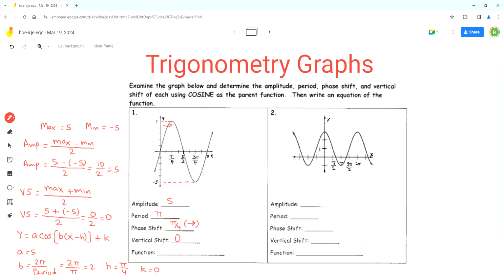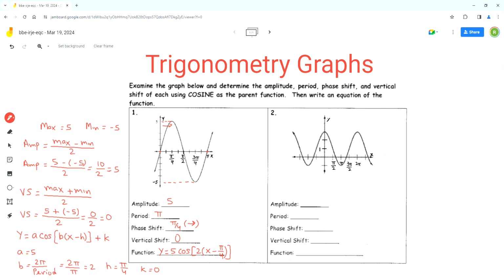So now we can sub in these values in this equation of the transformed cosine function to write the equation for this graph. So the equation will be y equals 5, the a value, then cosine, and then the b value is 2, and then parentheses x minus pi over 4, and then plus 0, but we don't need to write that because addition by 0 doesn't change anything. So this should be the final answer for the equation of the first graph.